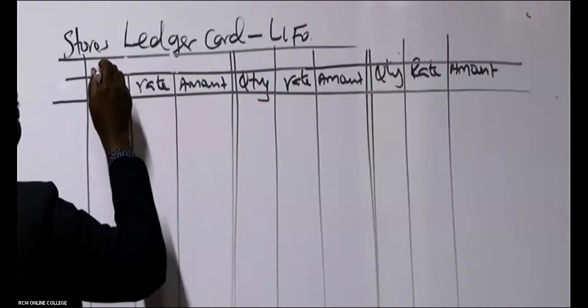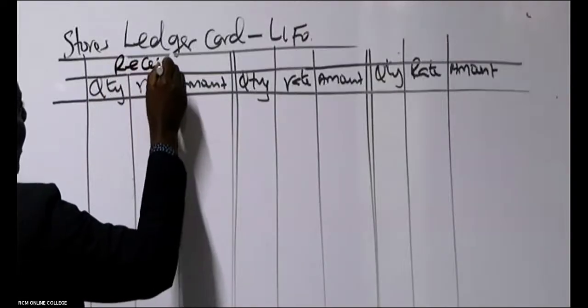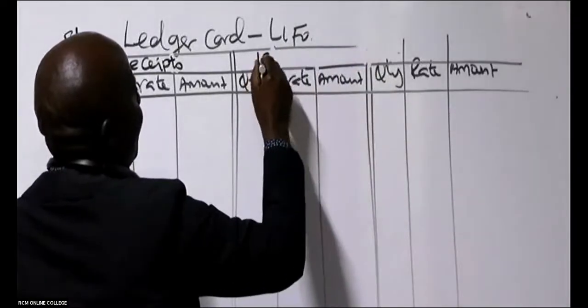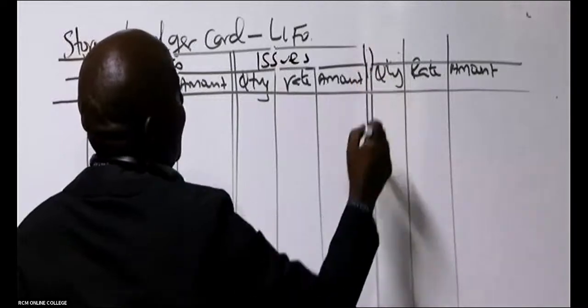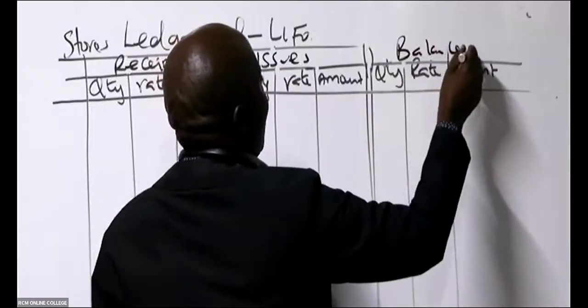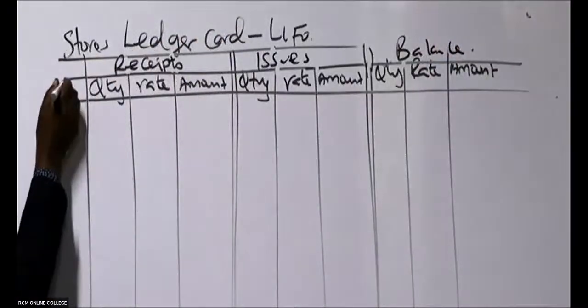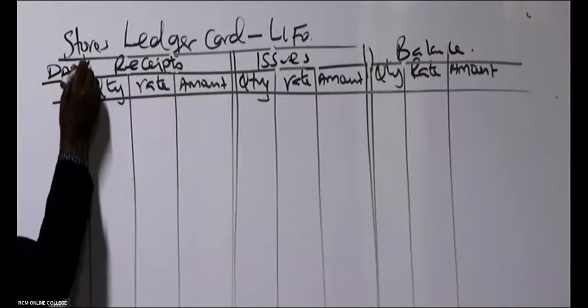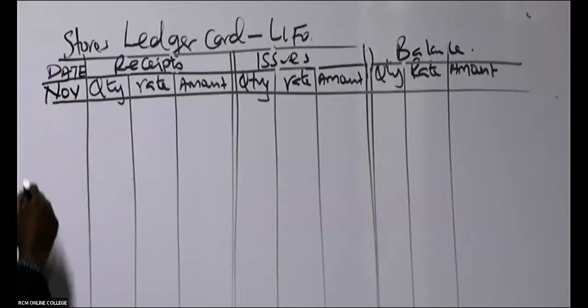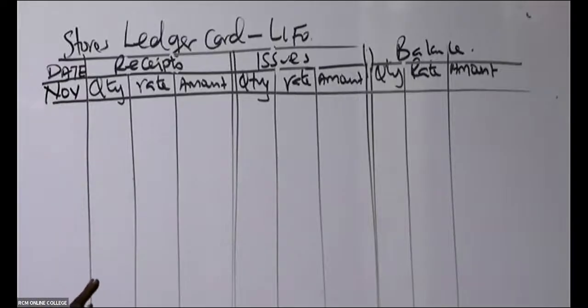So we shall have what we call receipts, issues, and then balance. Don't forget, at the very top in the stores ledger card, we have the date, and beneath it you write the month. The month in question is which month? November. So that's our stores ledger card format.